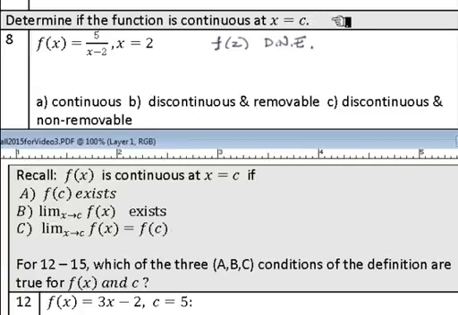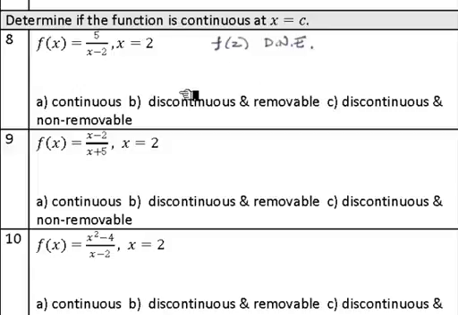All right. Okay, let's go back to problem 8. First of all, f of 2 does not exist, so right away we know it's discontinuous. But we have a few choices here. We have discontinuous and non-removable, and discontinuous and removable. Removable requires that b is true, that the limit as x goes to c of f of x exists. In this case, f of 2 does not exist, so that would be a, and so a is not true.